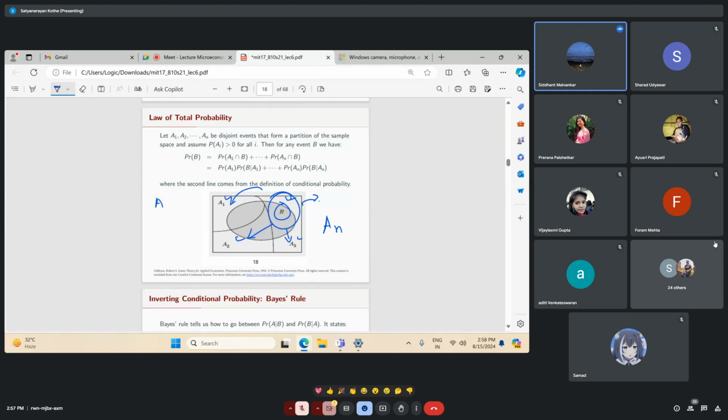So the probability of A1 having B already taken place, the probability of A2 having B already taken place, the probability of A3 having B already taken place, and if we continue, the probability of AN when B has already taken place.